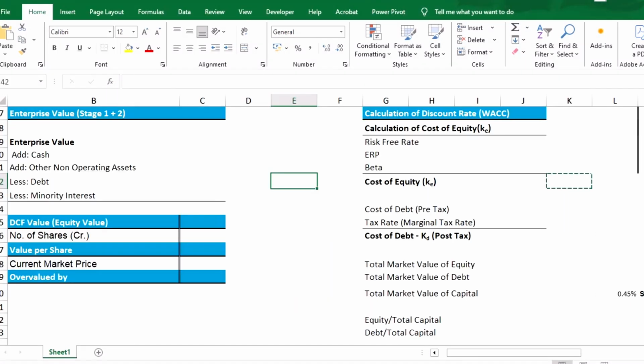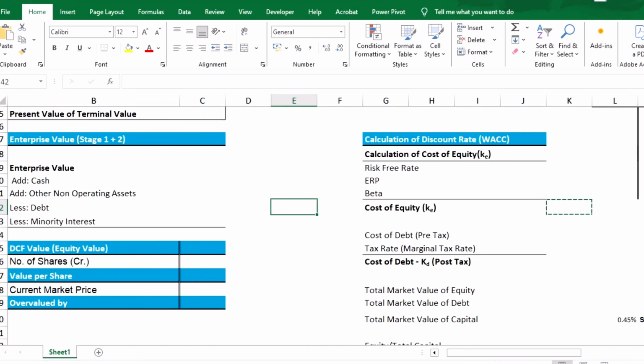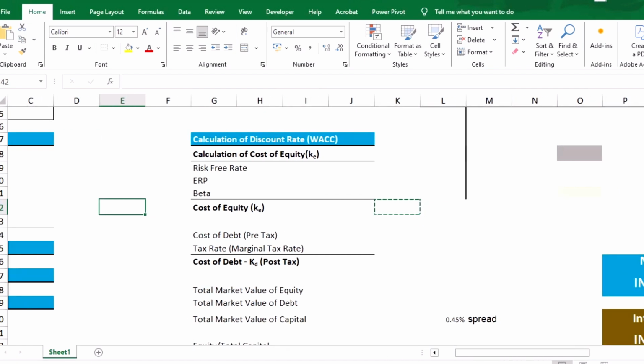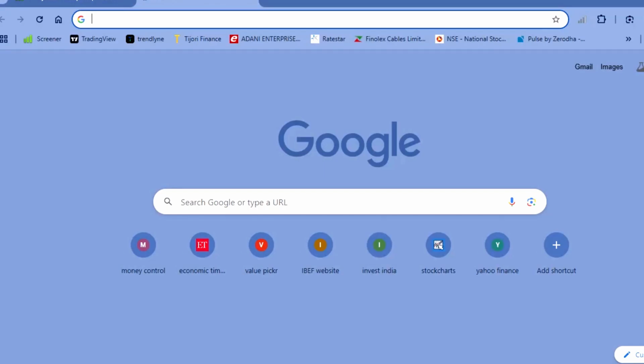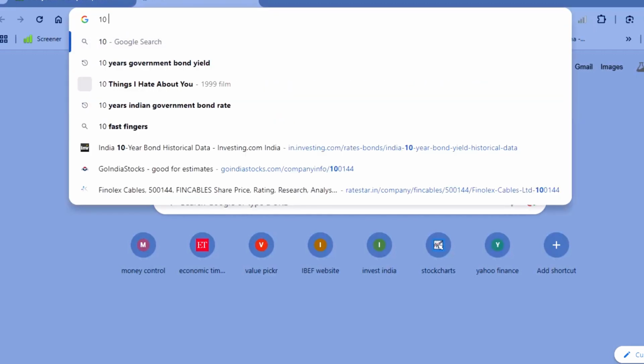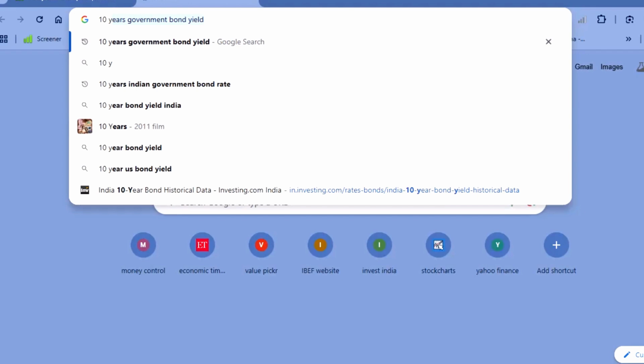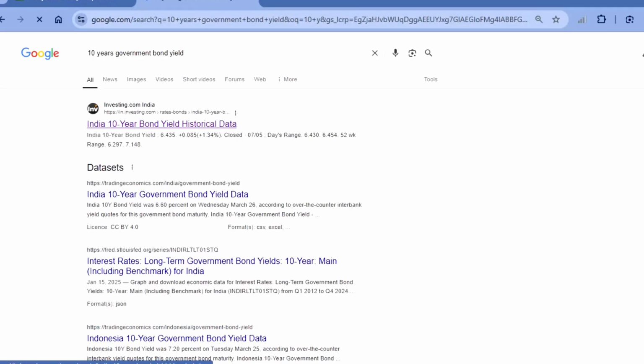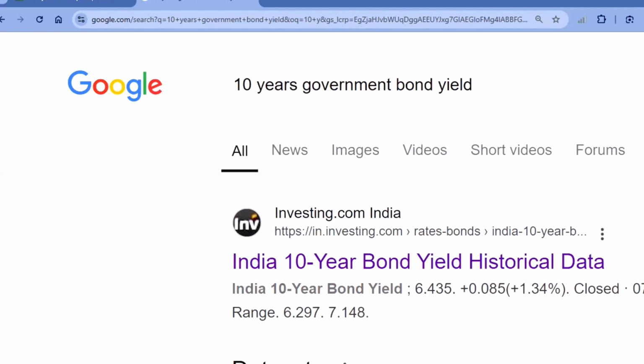So now we will calculate the WACC. WACC consists of two components, cost of equity and cost of debt. To calculate cost of equity, we need three components. First is risk-free rate, second is equity risk premium, and third is beta. To find the risk-free rate, we need to search on Chrome for 10 years government bond yield. Search like this and you will get investing.com. Open this.